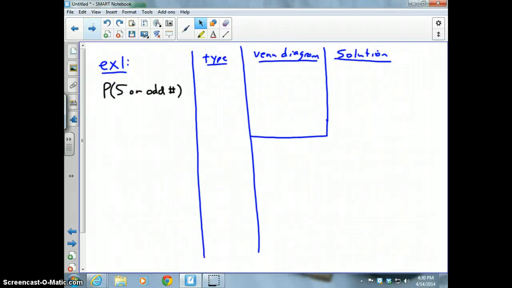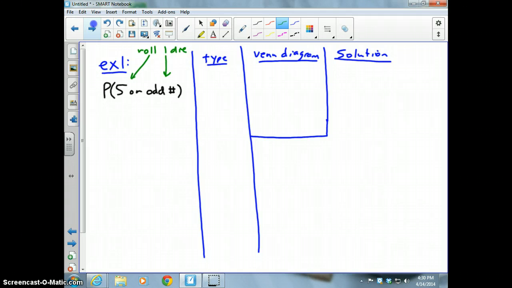All right, example one. What is the probability that you roll one die and you get a 5 or an odd number? Well, let's go to that key question. Can both things happen at the same time? Could I roll the die once and get a 5 and an odd number? Well, sure you can. So therefore, the answer to that question is yes. So therefore, the type of problem that we are doing is inclusive.